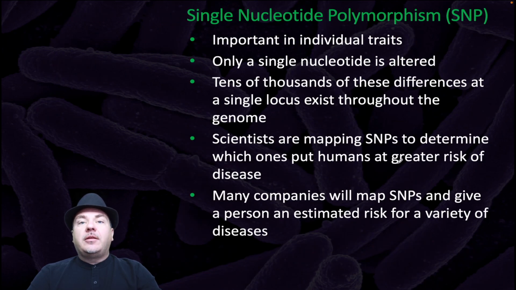Single nucleotide polymorphisms, also called SNPs, are important individual traits. Only a single nucleotide is altered. Tens of thousands of these differences at a single locus exist throughout the genome. Scientists are mapping SNPs to determine which ones put humans at greater risk of disease. Many companies will map SNPs and give a person an estimated risk for a variety of diseases.